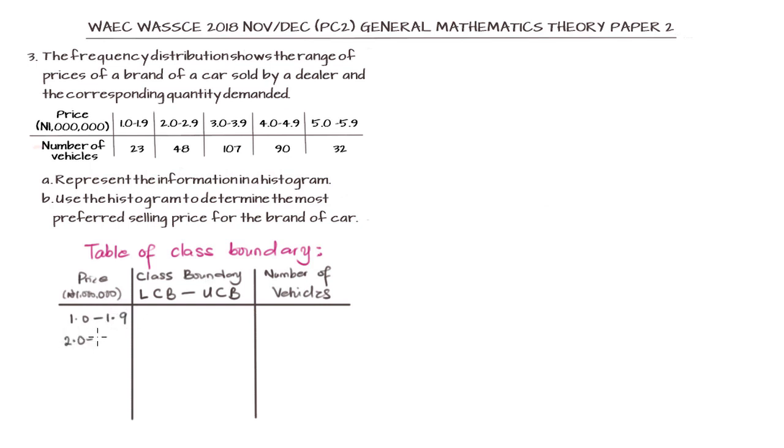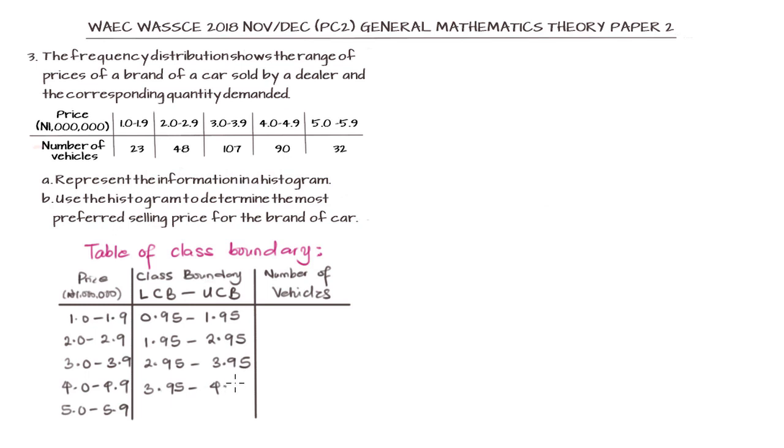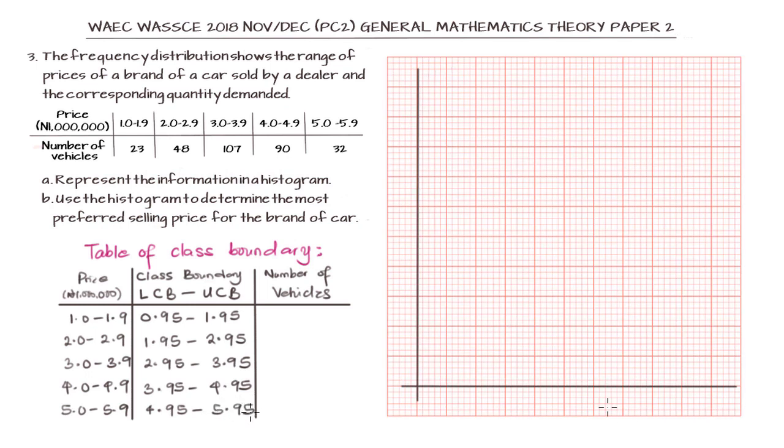So now, if we are to put in our values as given in the table, we have between 1 to 1.9 million, 2 to 2.9 million, 3 to 3.9 million, 4 to 4.9 million, and 5 to 5.9 million. Now, the class boundary will be the value when we take 0.5 out of the first entry and add 0.5 to the last entry. So we are going to have 0.95 to 1.95, 1.95 to 2.95, then 2.95 to 3.95, 3.95 to 4.95, and then 4.95 to 5.95. Now, having this, you can put in the values of the number of vehicles.